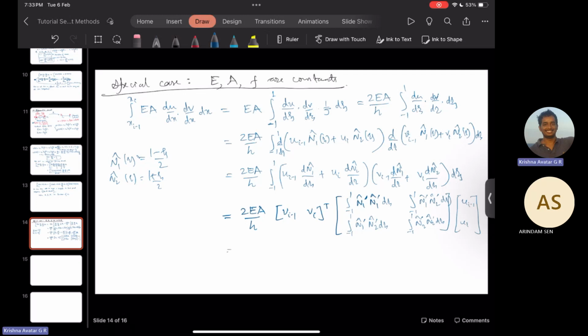Right, now we can just carry out our integration. So it is 2EA by h, right? And then we can have v(i-1) vi transpose, and N1 prime is minus 1 by 2, and then again 1 by 2, right? So it's like minus 1 by 2 whole square, which is 1 by 4, right?